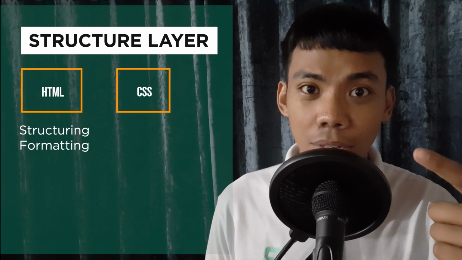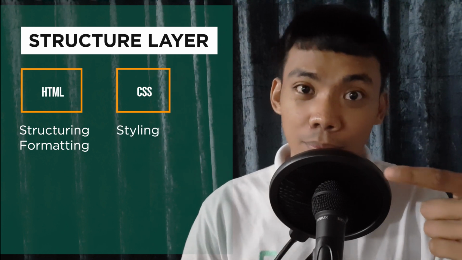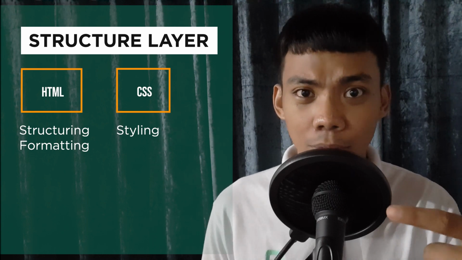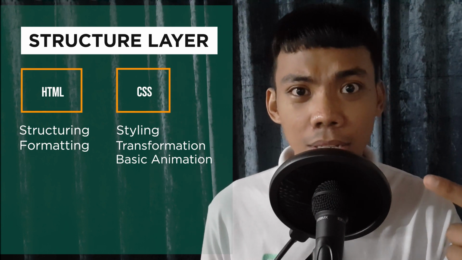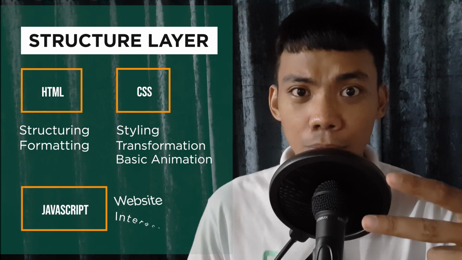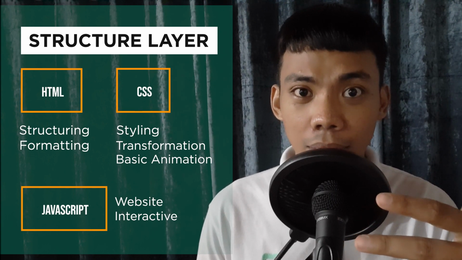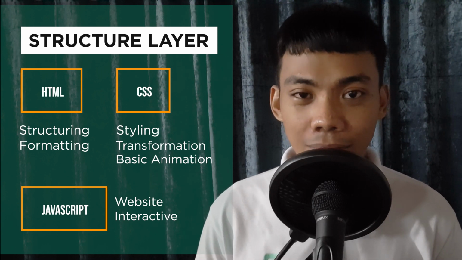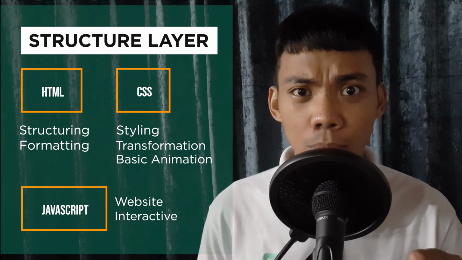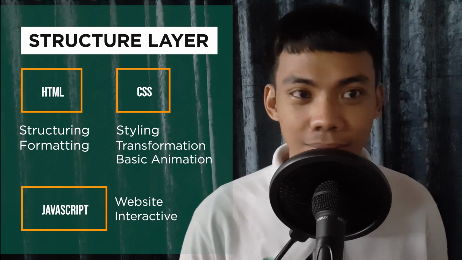The second one is CSS, the cascading style sheets. So you'll be able to create beautiful websites using CSS. You'll be able to add transformations to text or images, basic animations. And then third is JavaScript. Okay, so if you're creating a single page application or a very complex website, you'll be able to create it using JavaScript. So if you're watching this on YouTube, YouTube is a mixture of HTML, CSS, and JavaScript. So let's talk about HTML.